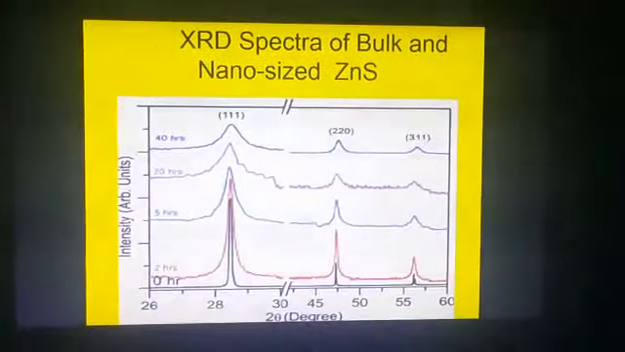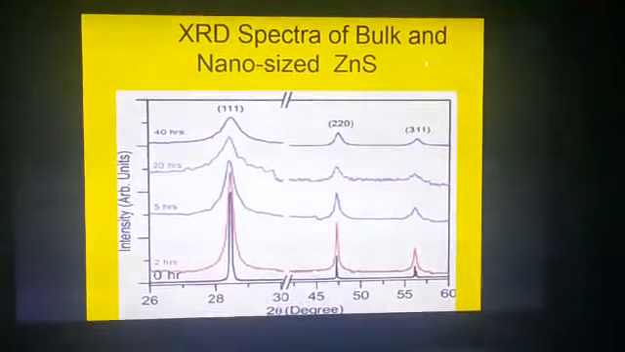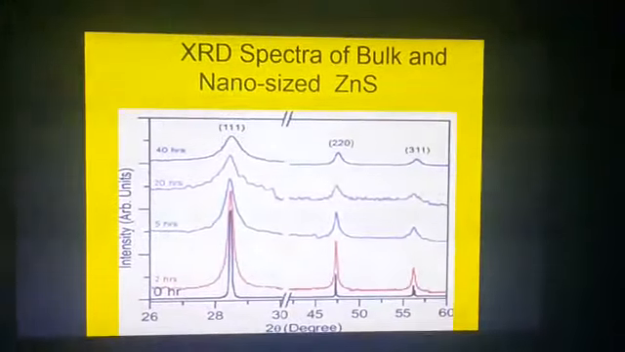Dear students, as you know, there are a lot of techniques available for the characterization of nanomaterials, either structural characterization, morphological characterization, or optical characterization. So today I am going to discuss the X-ray diffraction technique in brief, which is mainly used for the structural characterization of nanomaterials. Just see the XRD spectra of bulk and nano-sized ZnS.